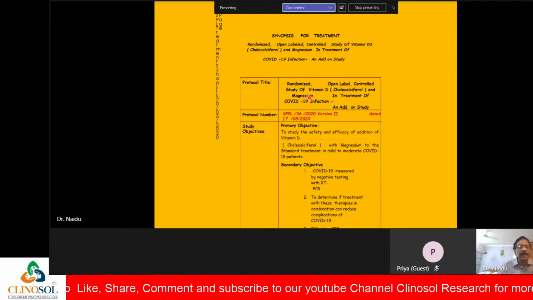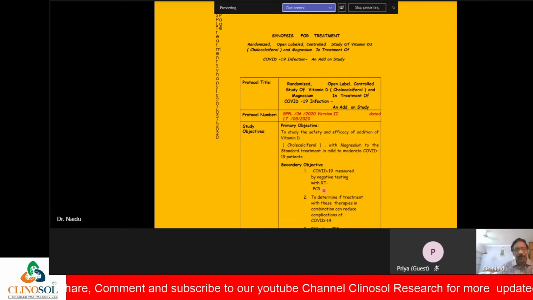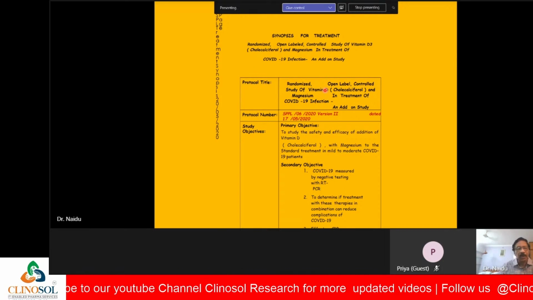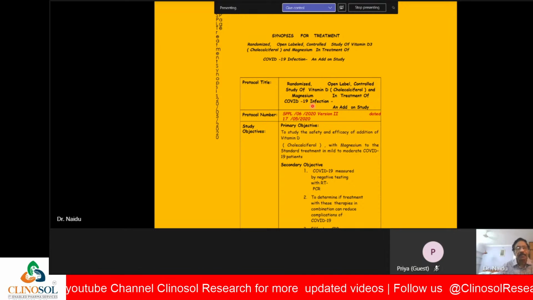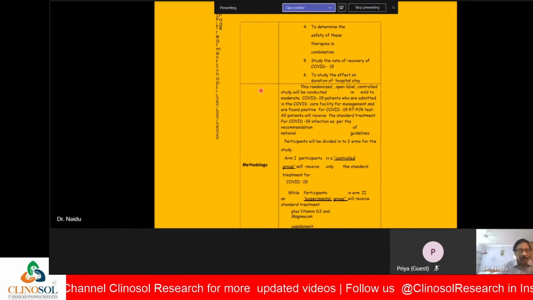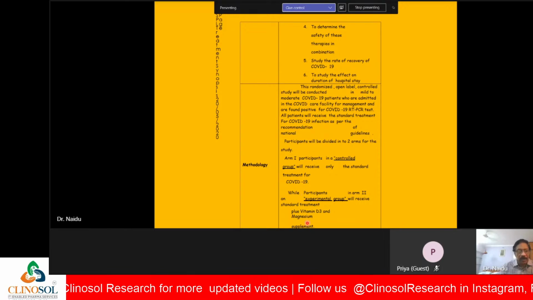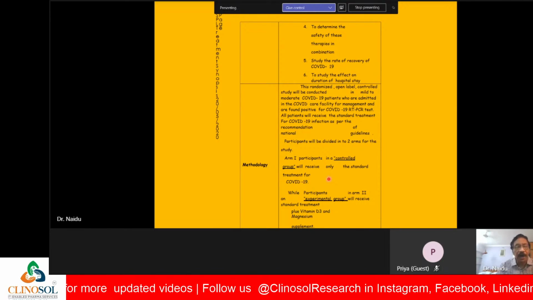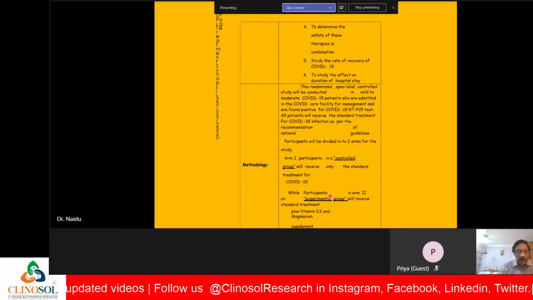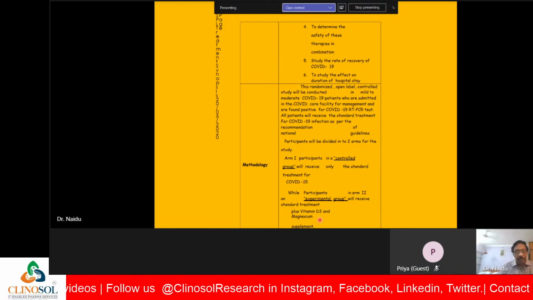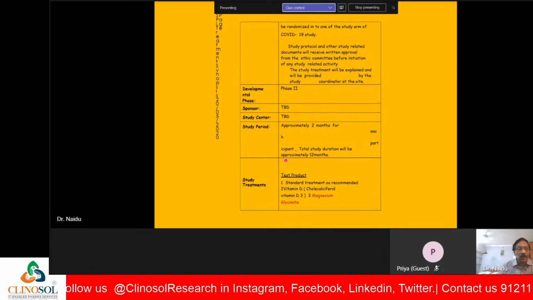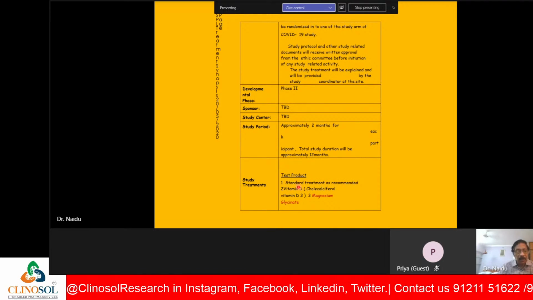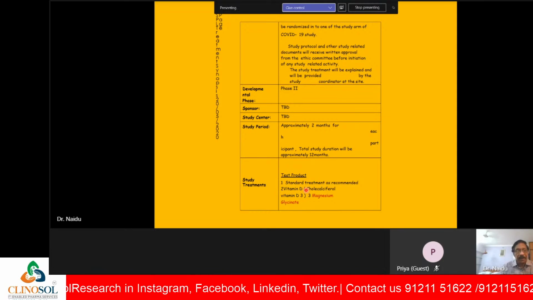So I designed a trial, and these were the primary objectives. I don't want to go into that here. I have to take patients with COVID-19 and give them high dose vitamin D and magnesium. This is my methodology. I described in more detail how much vitamin D I should give: very high doses of vitamin D, and then magnesium. These are the dosages, and what I wanted to record here is the standard treatment.